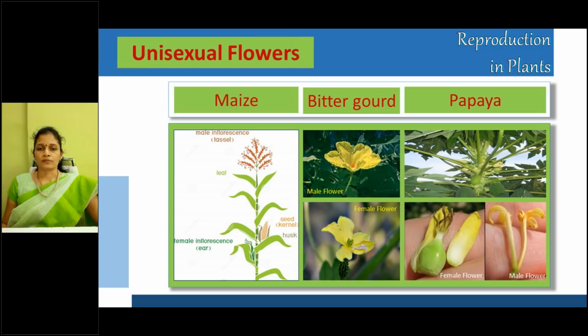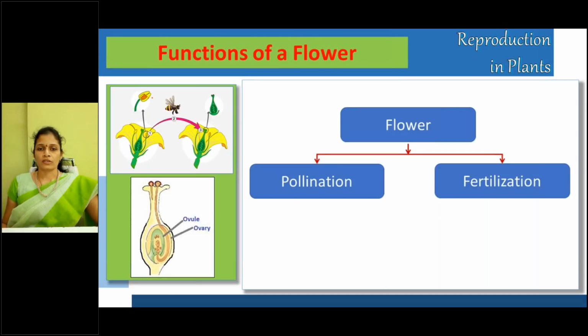Let us see the functions of flowers. So what are the functions of a flower? Basically, we know that the flower is the reproductive part, and the process that goes on in the flower is reproduction. In that process, pollination and fertilization occur. See here, this is the process of pollination and this is the process of fertilization. About both these topics we will be learning in our next session.